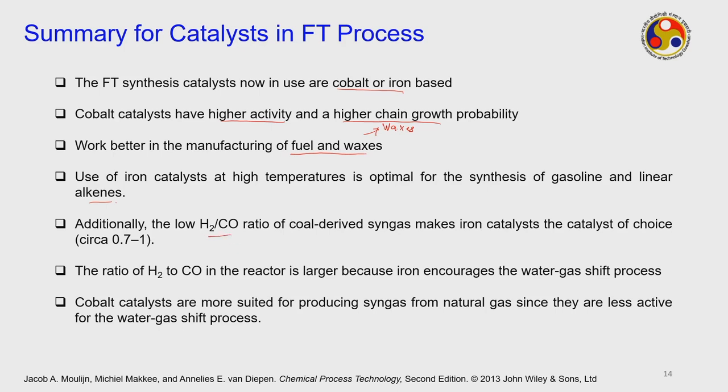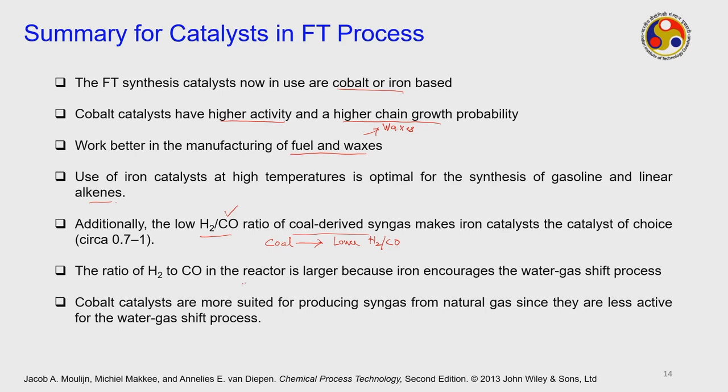So when you have a low H2 to CO ratio, it means a higher amount of CO, which is the primary syngas product derived from coal. So from coal, you get a lower H2 to CO ratio syngas. So this is particularly suitable for coal as a feedstock. So the iron catalyst is a choice.